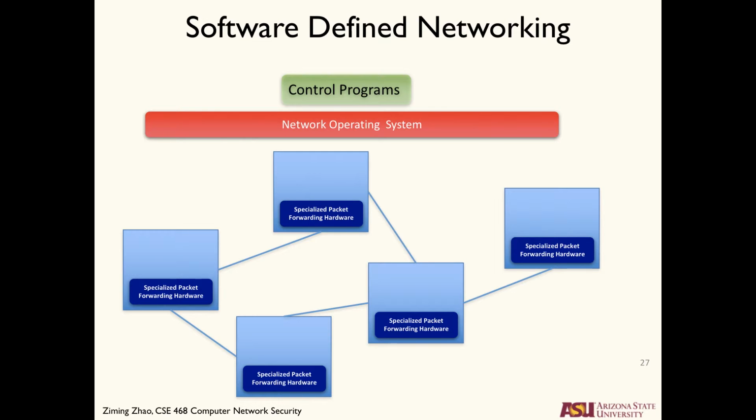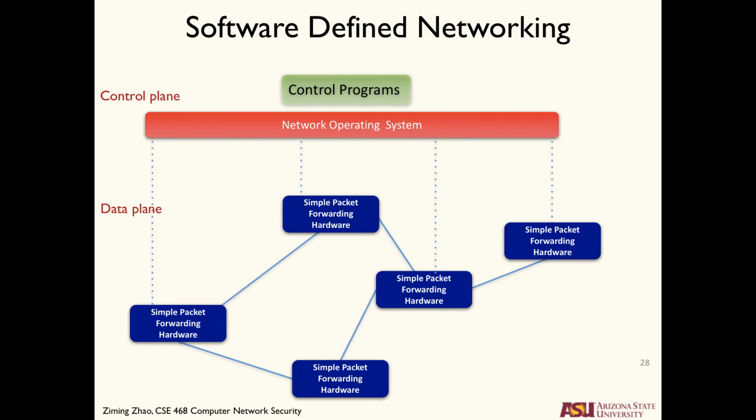So now the switches only have hardware. They only have that forwarding table, either a routing table or a switch table. They only have those tables. They do not make decisions about what should be filled in those tables. So the idea is to separate the control plane and the data plane clearly. The control plane will be the network operating system and control programs.